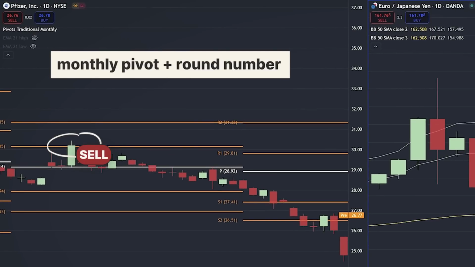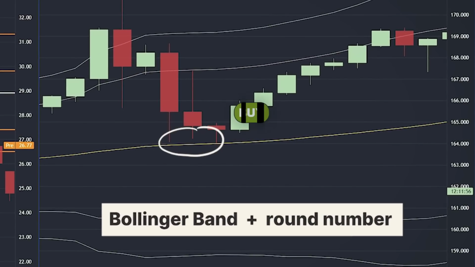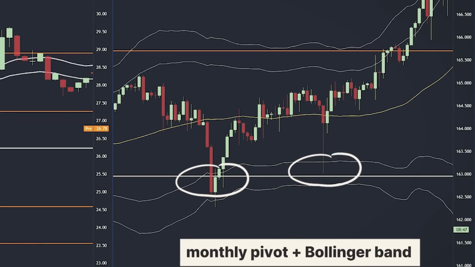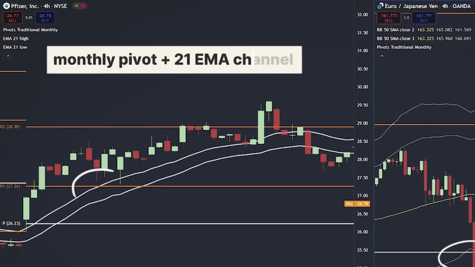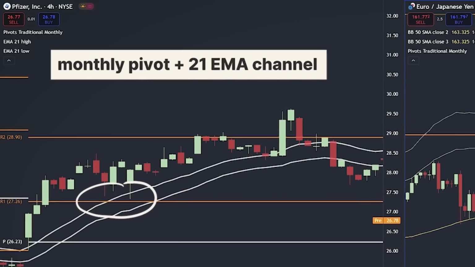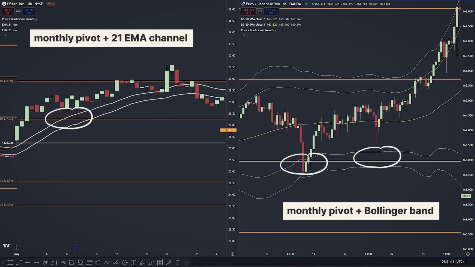Some traders run into monthly pivots that coincide with a round number, or they see a Bollinger Band extreme lining up with a round number. Maybe price is at a monthly pivot at the third deviation Bollinger Band, or price is in an uptrend, holds above the monthly pivot, and sits near the 21 EMA channel. The more confluence you have, the more conviction you might gain.